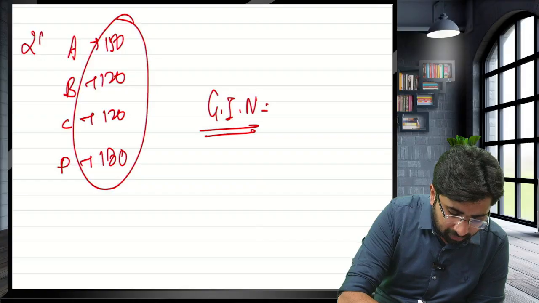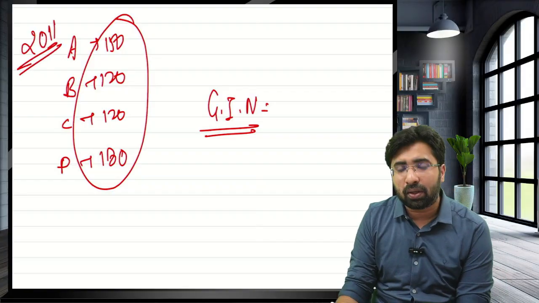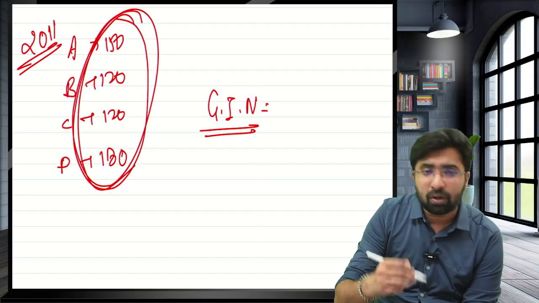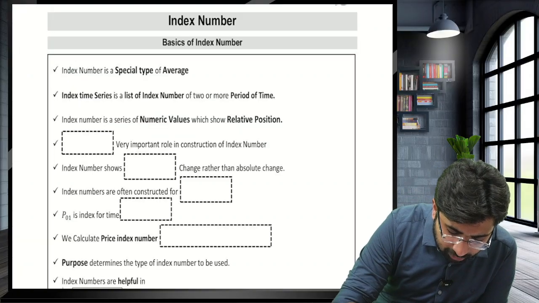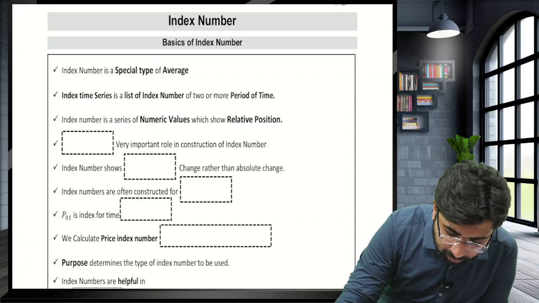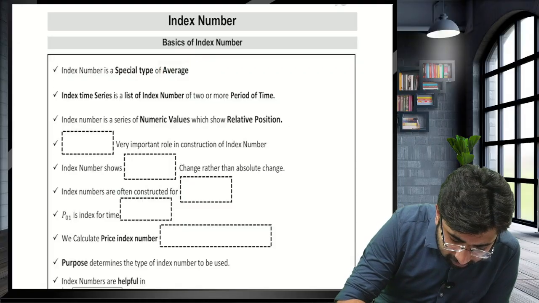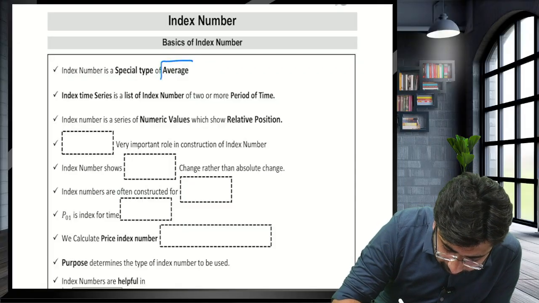For example, if I am saying 2011, tell me the index number. So you will take the average of the index number of all the commodities. Guys, that's why we say that it is an average only. Index number is an average only. But what kind of average? It is, guys, a special type of average only.